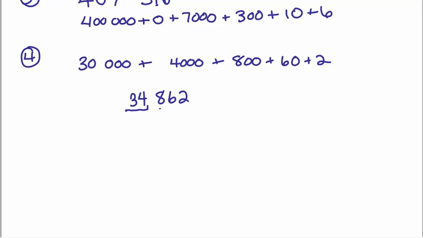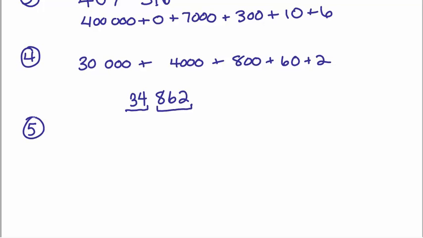And if we were going to read this one by our periods, we would have 34,862, which is 34,862.